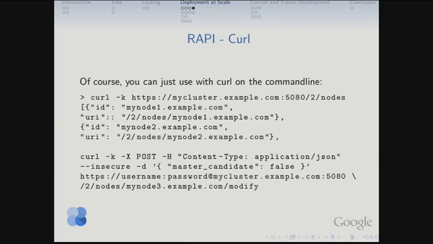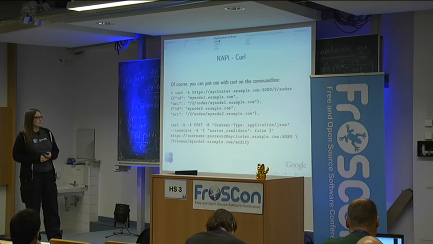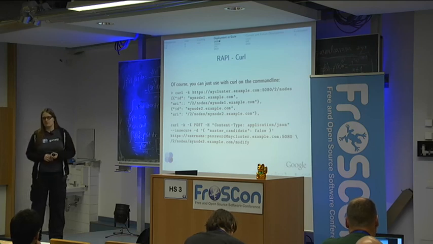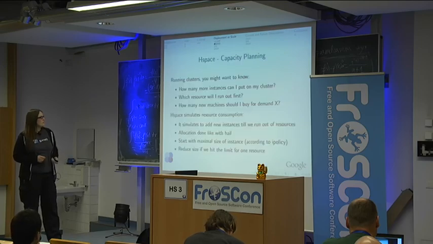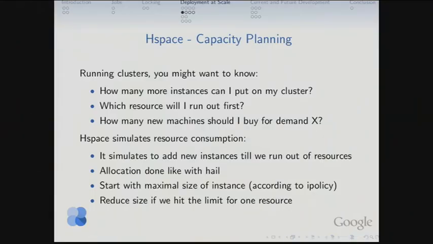And here's an example for a POST request where you want to change something. In this case, you want to change the state of a node from master candidate to false, so that it's no longer a master candidate. And you need to make a POST request, which is kind of ugly if you do it this way. But if you want to write it, for example, in a monitoring script, this is actually quite doable. Yeah, that was about RAPI.